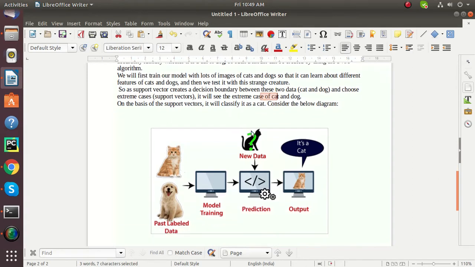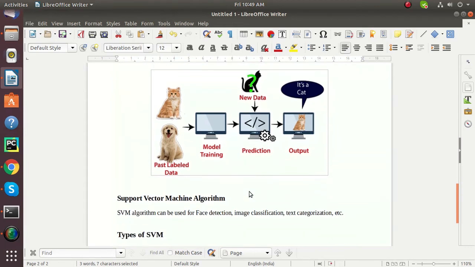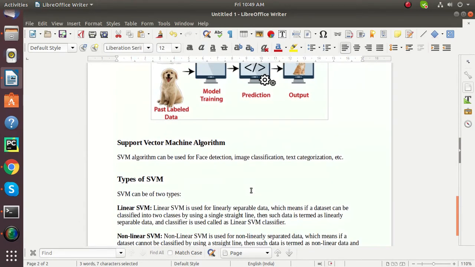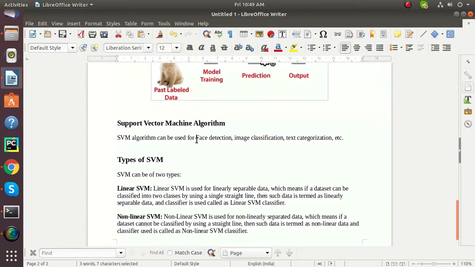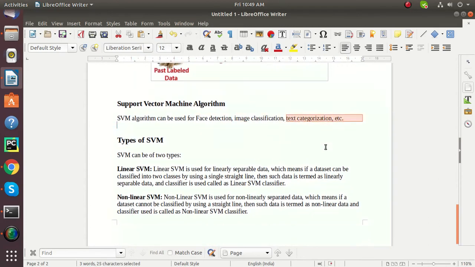As you can see in this image, we put the data of cats and dogs and do the model training with lots of images, and then we can predict our strange creature, whether it's a dog or a cat, and this algorithm gives us the output. The SVM algorithm is basically used for face detection, image classification, text categorization, etc.